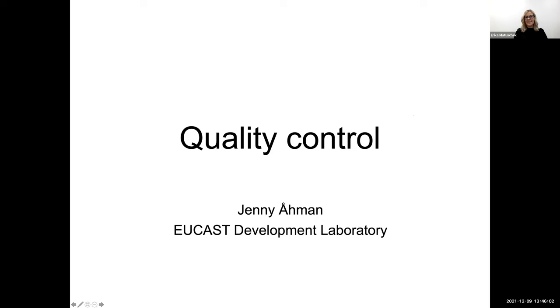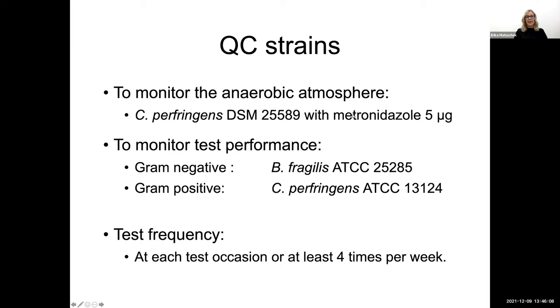Next slide, please. So in addition to testing the anaerobic atmosphere with the aerotolerant Clostridium perfringens strain, we need to also test the testing performance. And for that purpose, EUCAST recommends 1 gram negative and 1 gram positive QC strain. It's the Bacteroides fragilis, ATCC 25285, and the Clostridium perfringens, ATCC 13124. And all of these three QC strains should be included at each test occasion or at least 4 times a week.